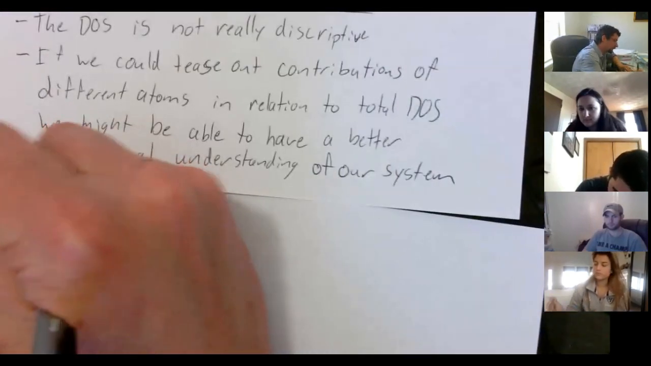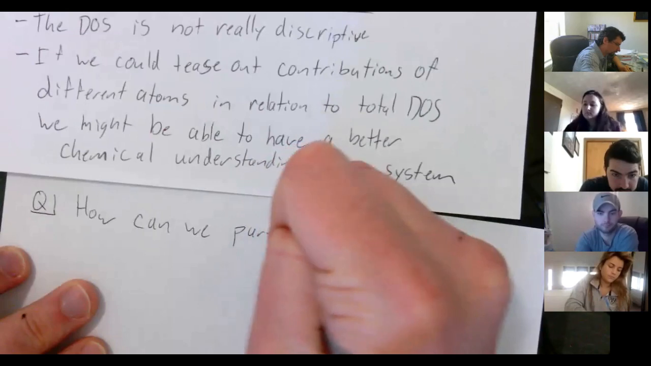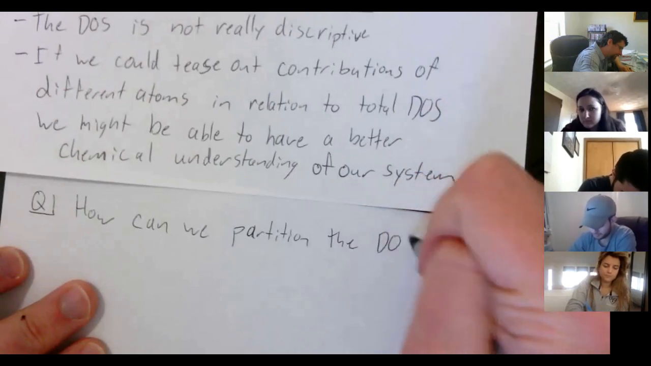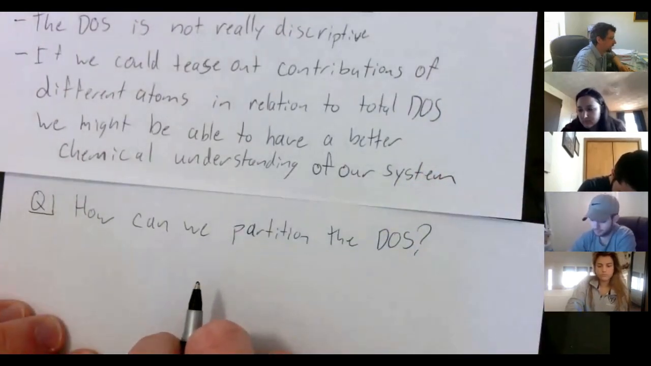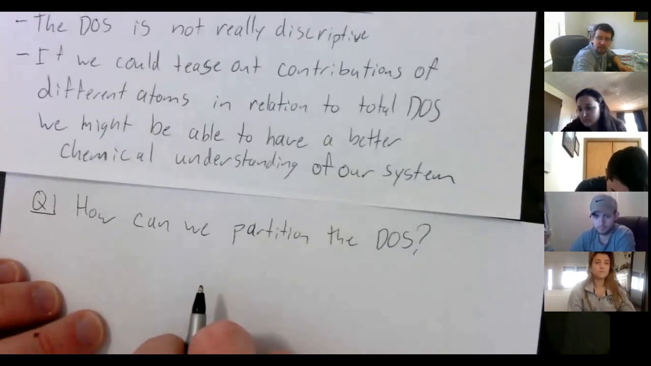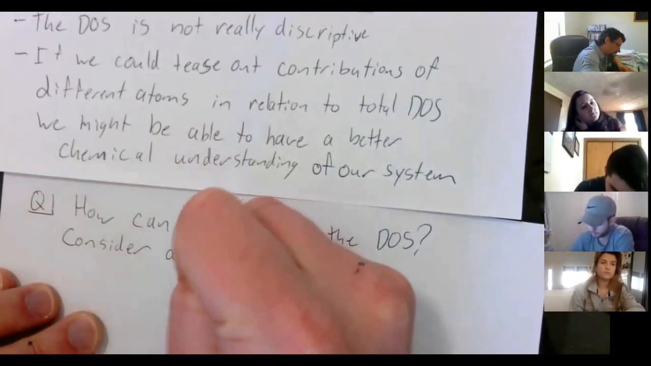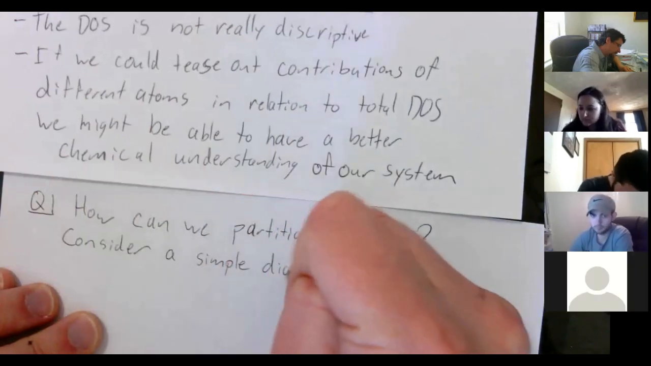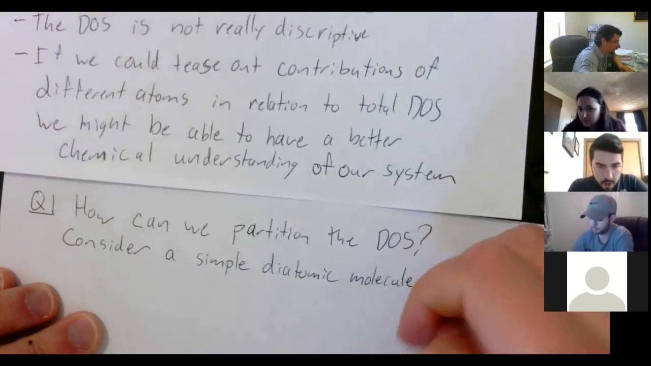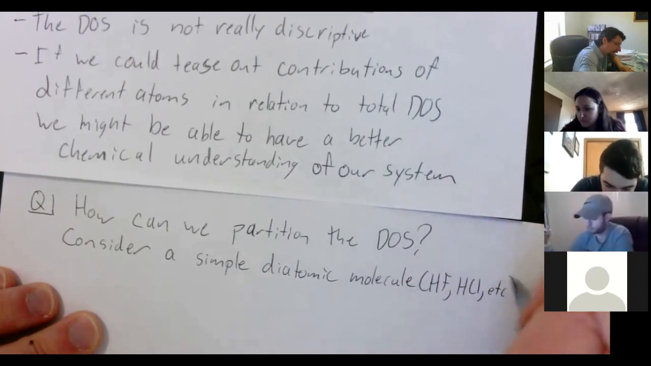So the question becomes, how can we partition the DOS? To do that, let's look at a simple diatomic molecule. We'll pretend it's like HF or HCl, something like that.